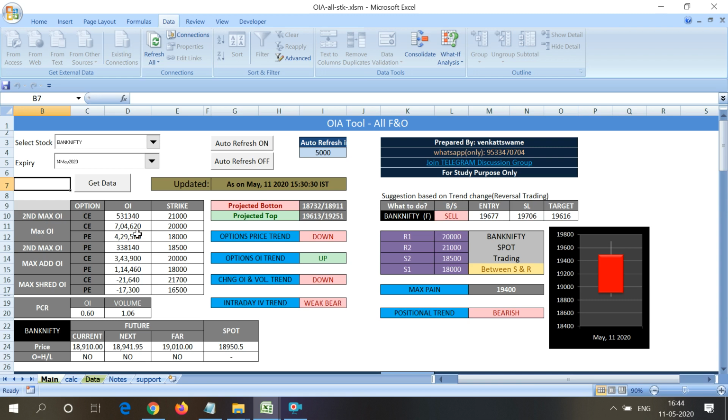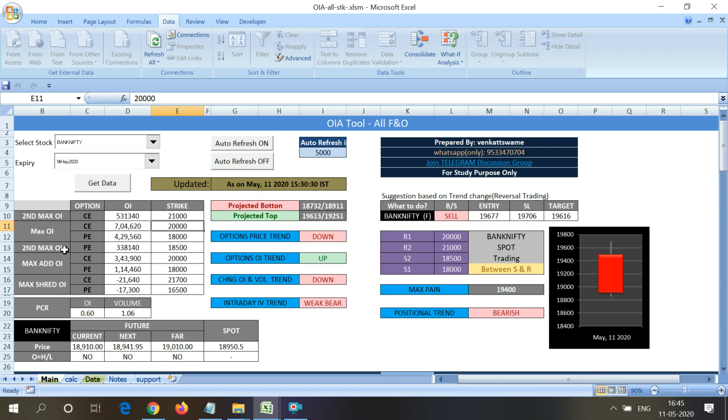Max OI of call and put. Here it will show how much is the open interest of a particular stock, call or put, at maximum open interest for put and maximum open interest for call, and which strike price it has. Here it is showing. So for Bank Nifty, the 20,000 call has maximum open interest, and the 18,000 put has maximum open interest.